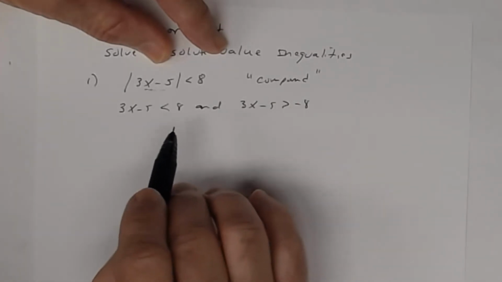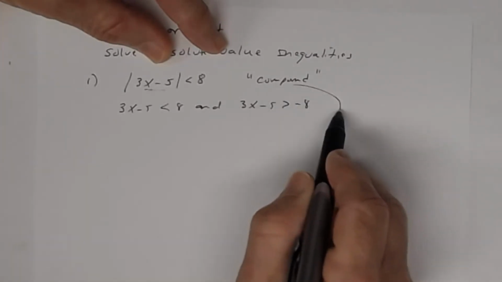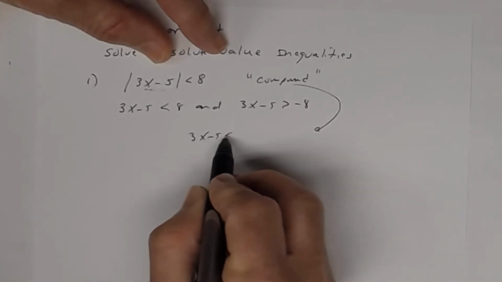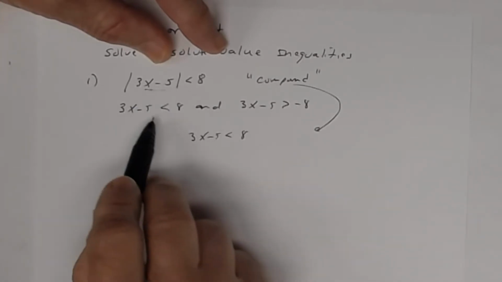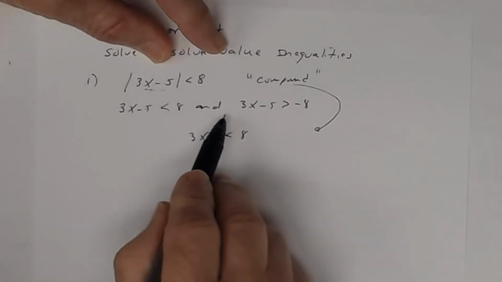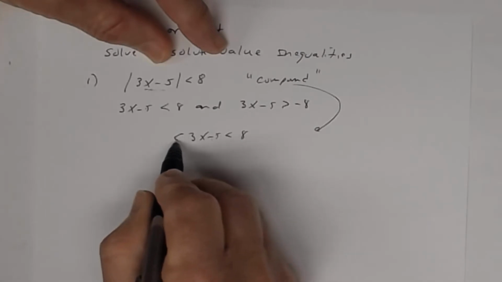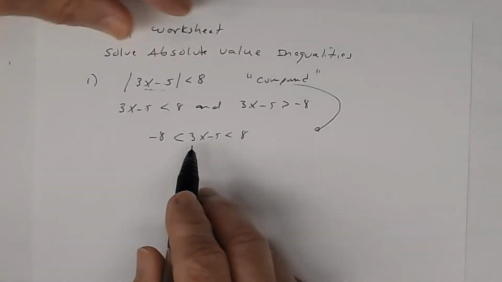But what we did, though, was we wrote it differently. We wrote this as a compound statement, which looked like this. 3x minus 5 is less than 8, right? So that right here is what you see here. And at the same time, 3x minus 5 must be greater than a negative 8. So that's why you saw this. That's how we wrote it.